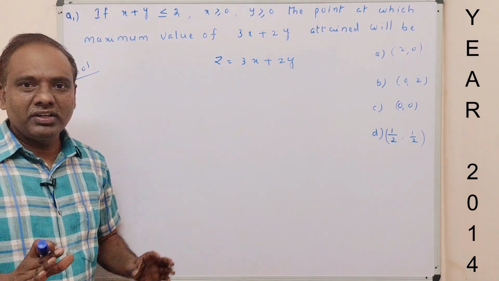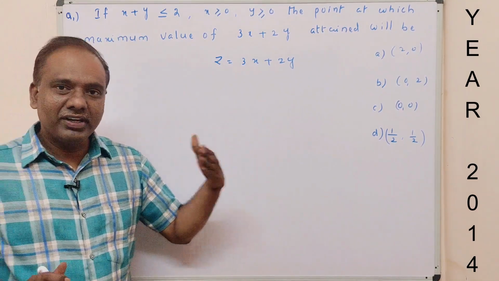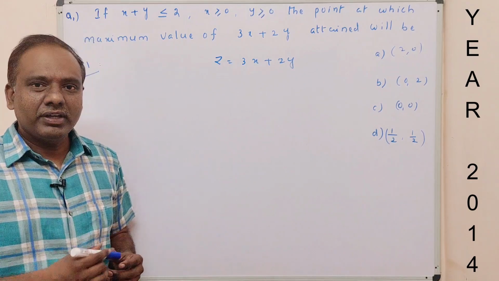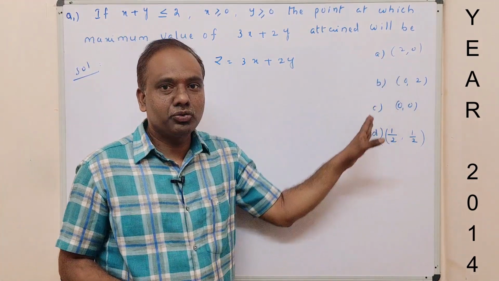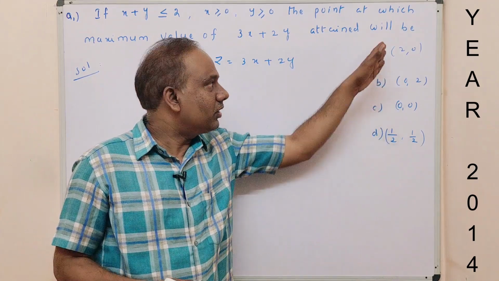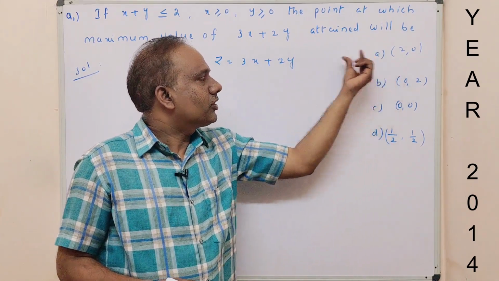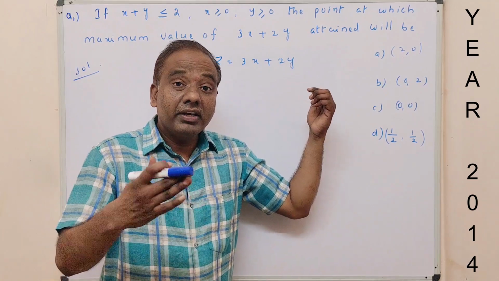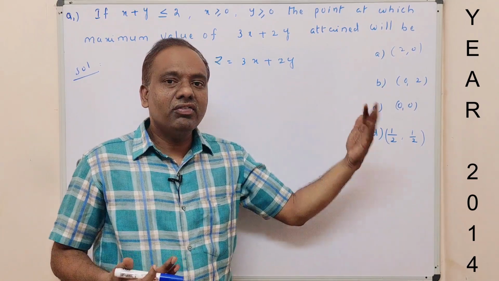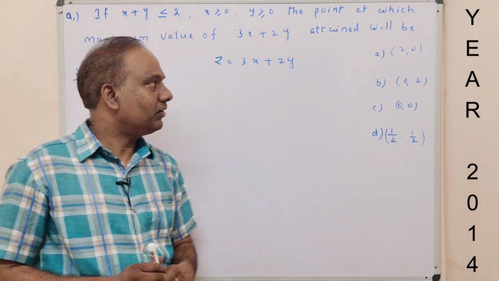So simple actually, that means solving it fully will take a very long time. It's very lengthy. That's why you can just substitute the options. So if you substitute the options, where you get the maximum value, that is our required answer here.